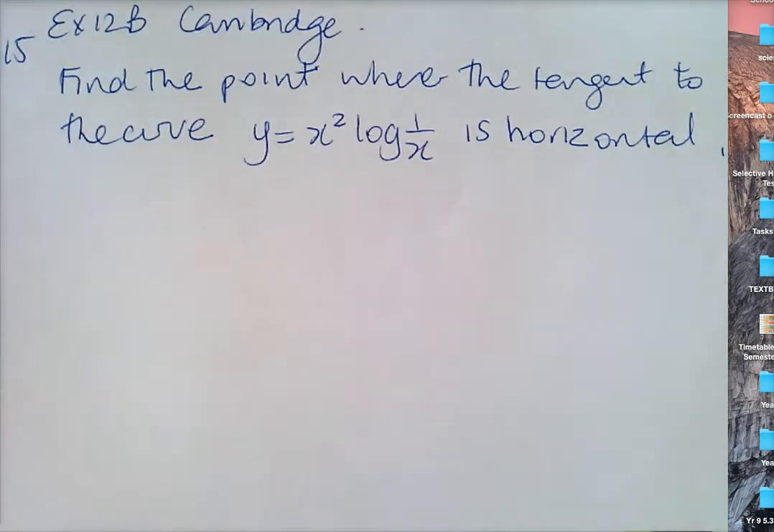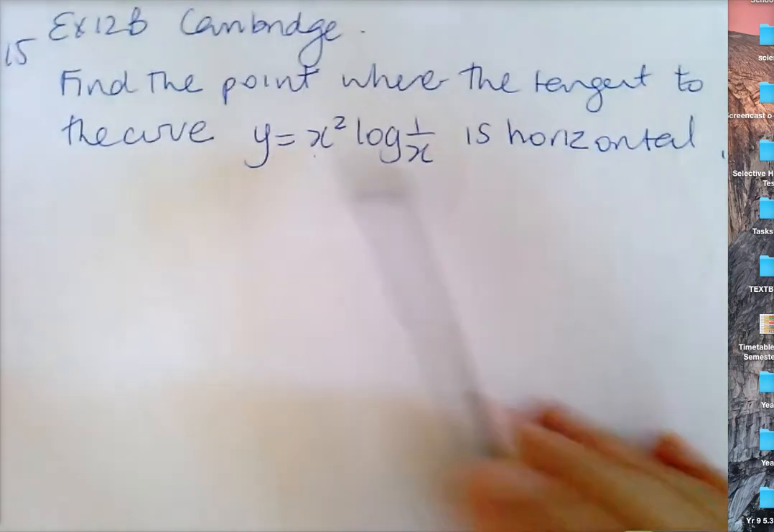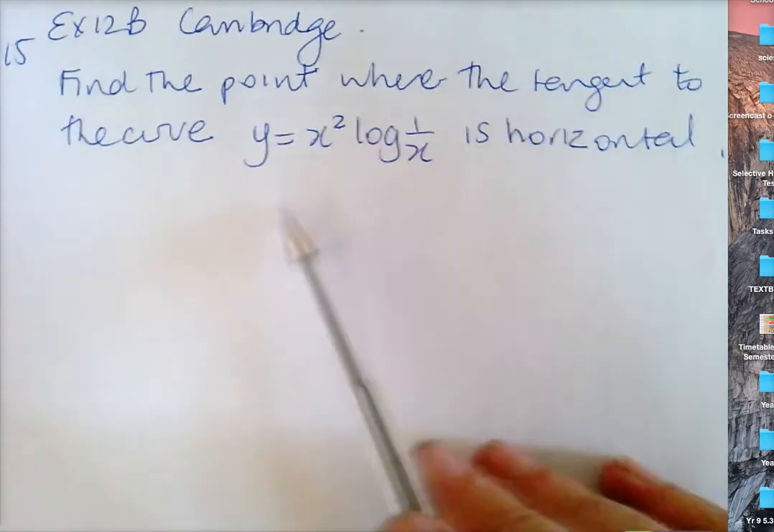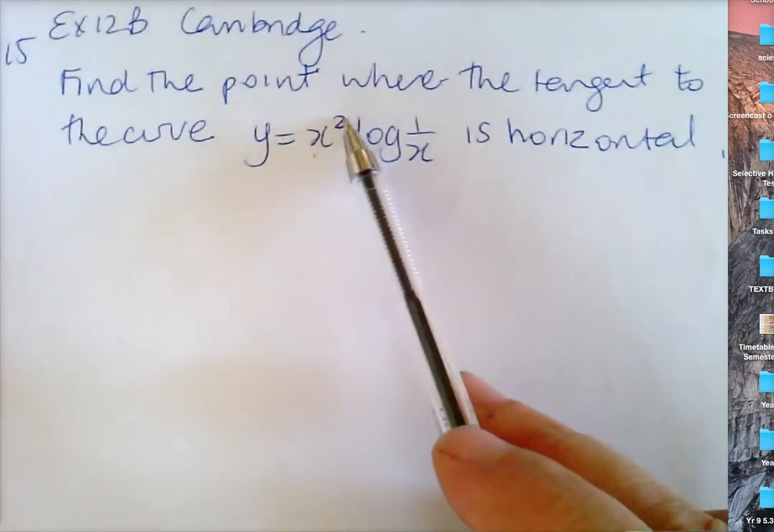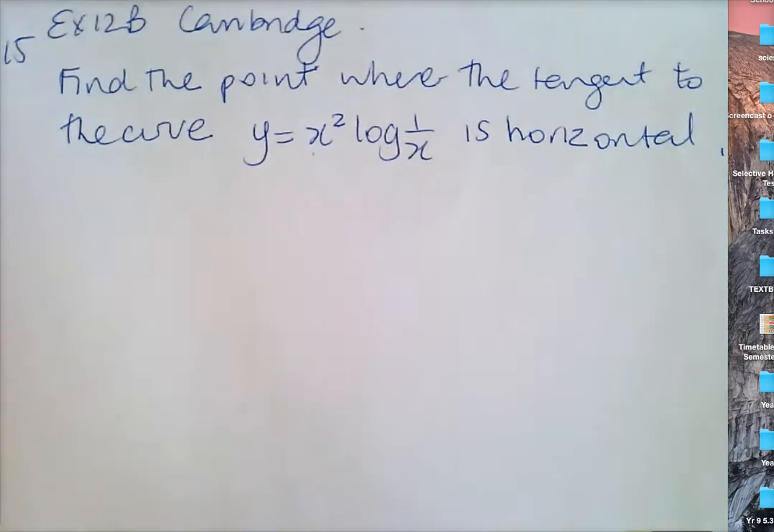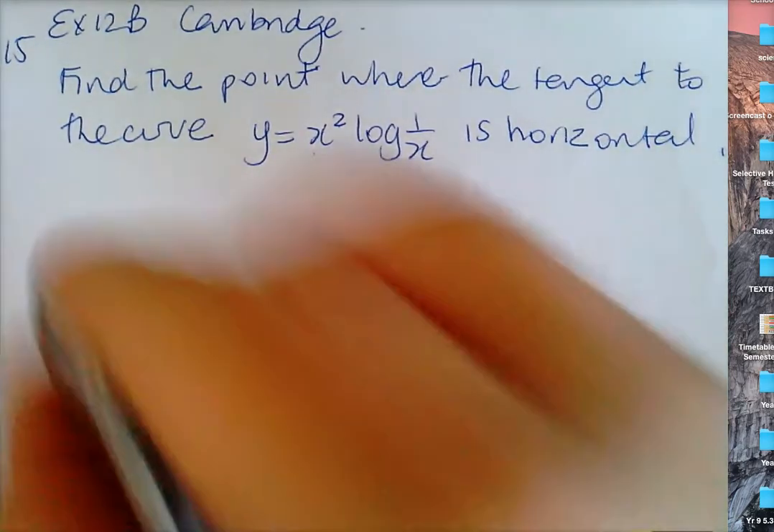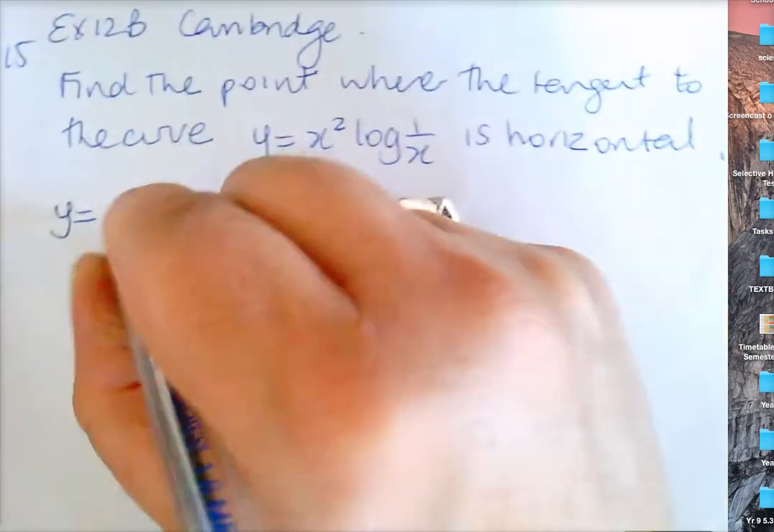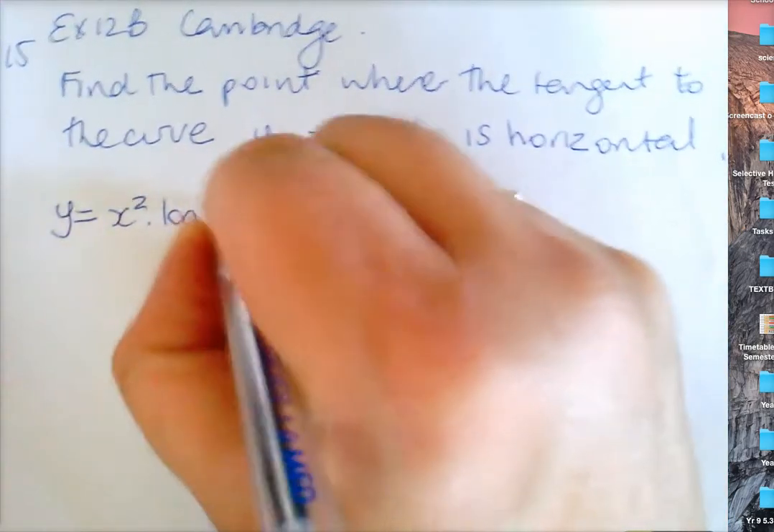Think, think, think. When I differentiate that, tangent to the curve is the first derivative. Have I got two functions here? x squared is a function, log 1 on x is a function. Which rule do I use to differentiate? Product rule. So let's differentiate first. y equals x squared times log of 1 on x.